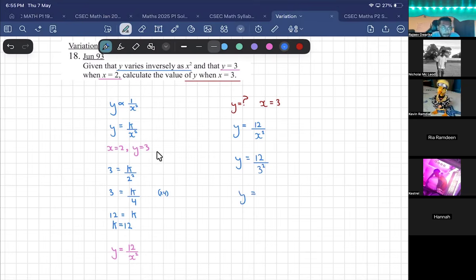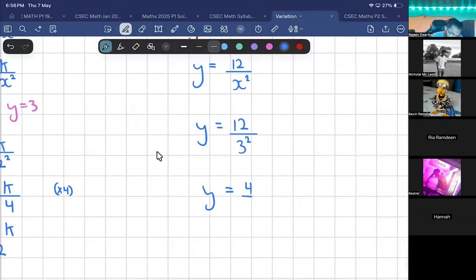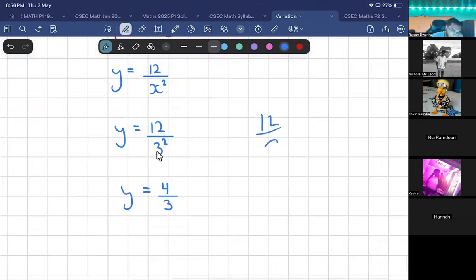What's 12 over 9? 4 over 3. Yeah, 4 over 3. So if anybody is confused, 3 squared is 3 times 3, that's 9. What number could go into 12 and 9? Well, 3 could go into 12 four times, and 3 could go into 9 three times. So y is equal to 4 over 3.